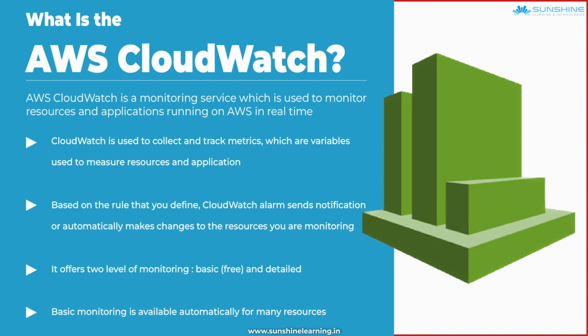CloudWatch offers you two levels of monitoring. One is basic, which is free, and the other one is detailed or enhanced, which is chargeable. Basic monitoring is available automatically for many resources. So many of the AWS resources get basic monitoring where you can view the CloudWatch metrics directly.